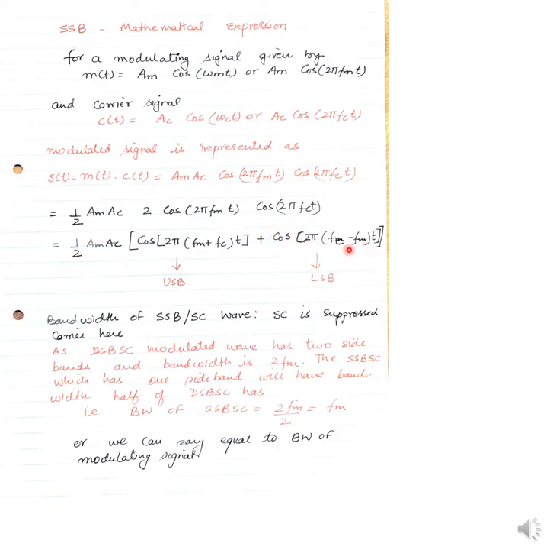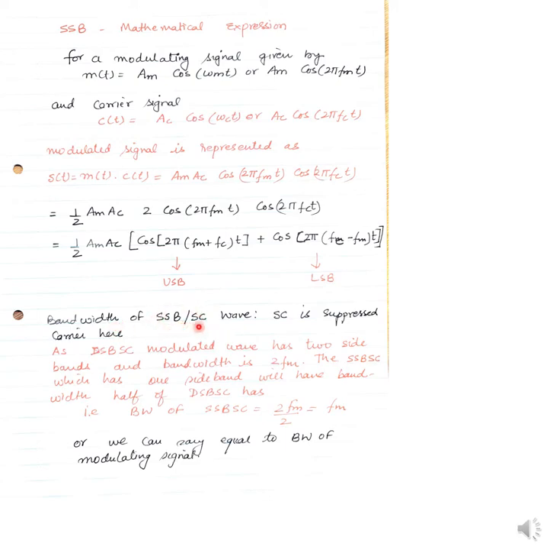Why are we using fc minus fm? We can write fm minus fc, but you know that cos of minus theta is cos theta, so you can write any one of them. That's why we are representing it with the larger frequency minus the lower frequency. So this is your upper sideband and this one is your lower sideband.